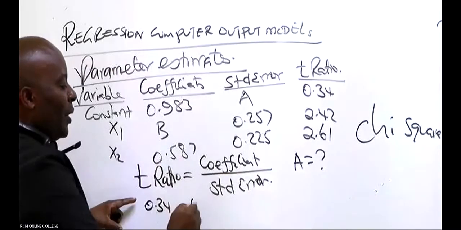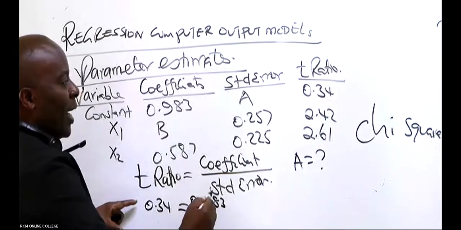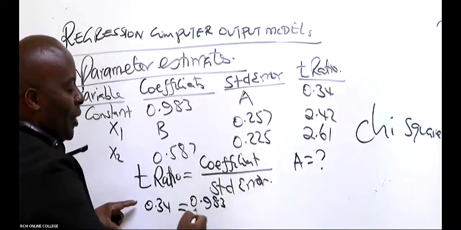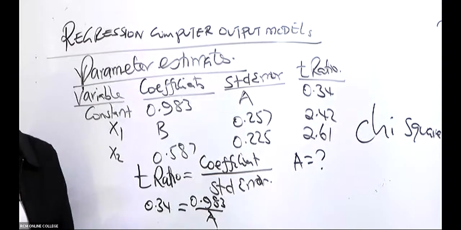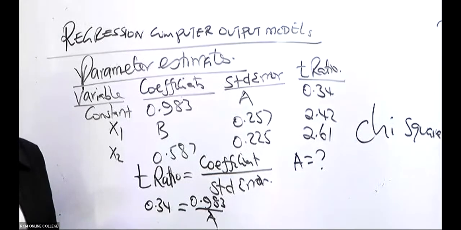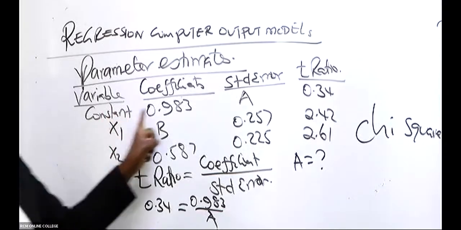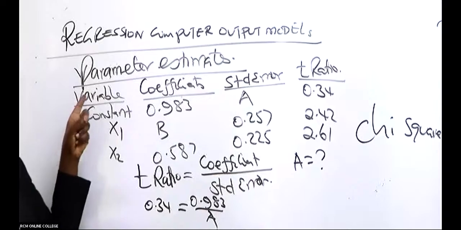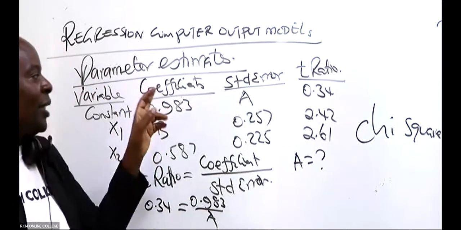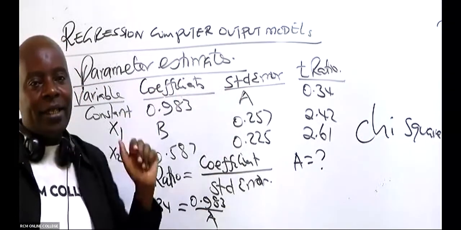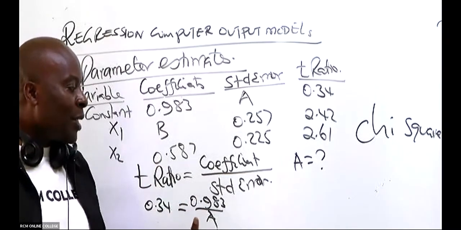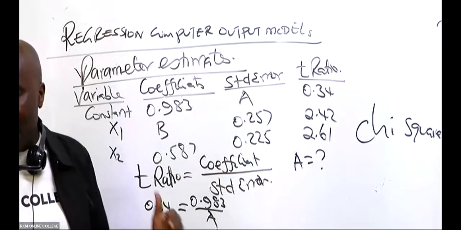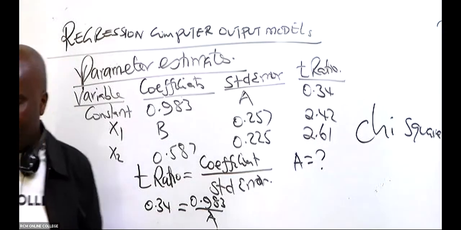The coefficient here is 0.983, and then we divide this by its error. Error, which is what here, somebody? A. So your role is to make A the subject of the formula. What have I done? I've worked with the T ratio for this row. To get the T ratio, we basically take the coefficient over the error. So we have the coefficient here, 0.983, divided by the error, which is A. And then now you make A the subject of the formula.